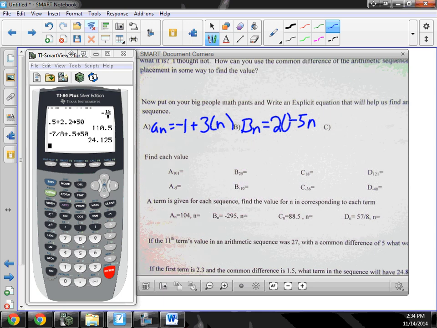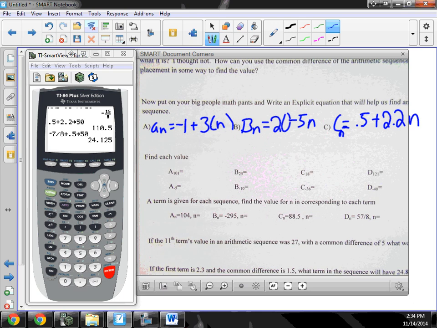What would my formula for C look like? C sub n equals, so my C sub 1 is 2.7. If I backtrack to C sub 0, what do I get? 0.5 plus my common difference, 2.2n. Okay? What is D sub n going to look like?